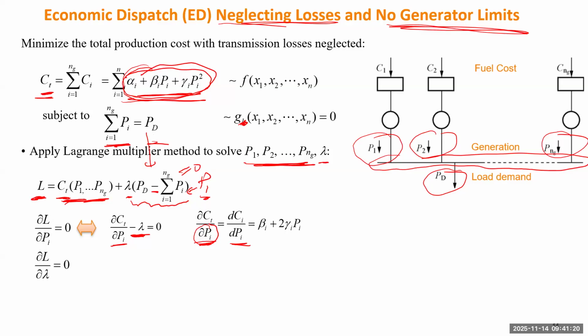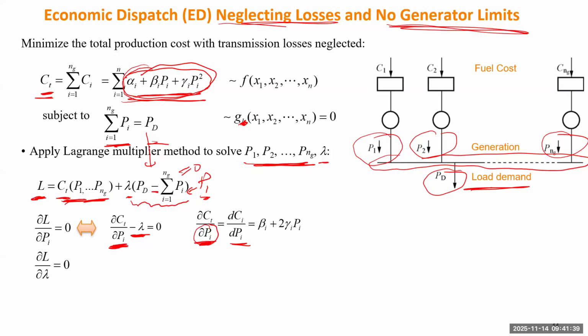PD is the load demand. Load demand is constant, so when you calculate the derivative, that becomes 0. So we're talking about how to find this partial derivative.